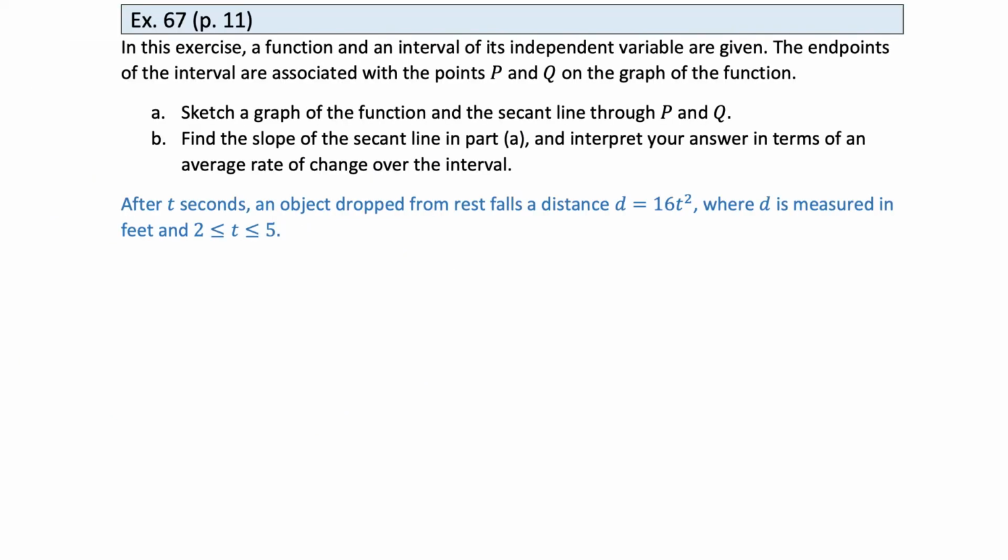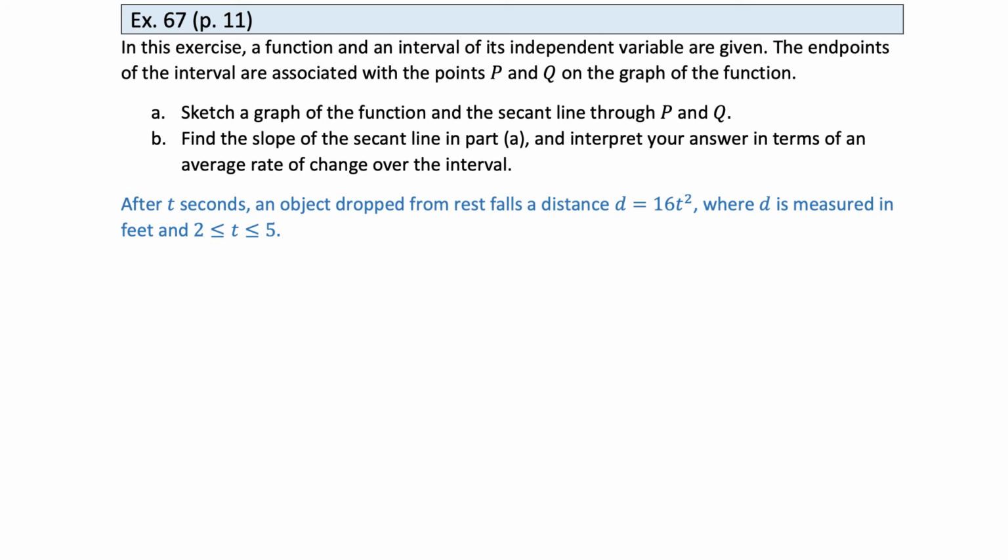Now we will do exercise 67 on page 11. In this exercise, a function and an interval of its independent variable are given. The endpoints of the interval are associated with the points p and q on the graph of the function. Sketch a graph for the function and the secant line passing through p and q, and find the slope of the secant line in part A and interpret your answer in terms of an average rate of change over the interval.